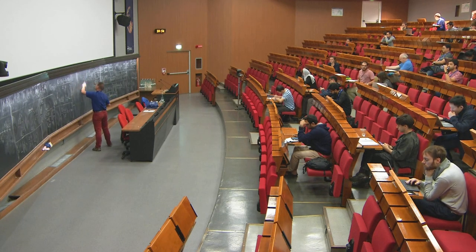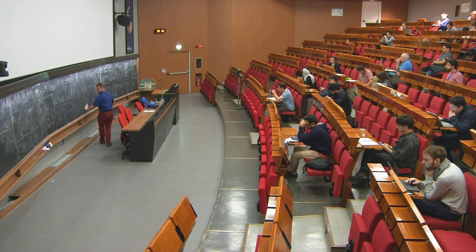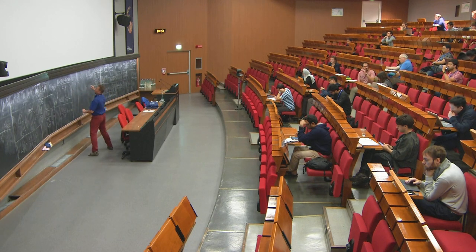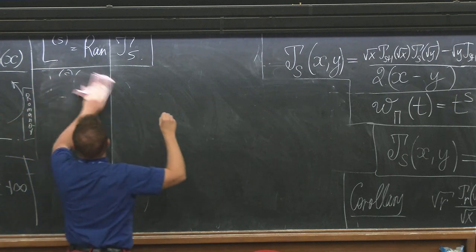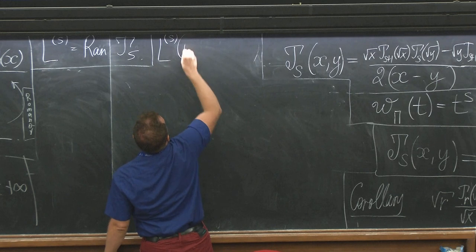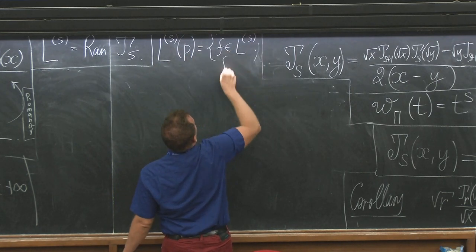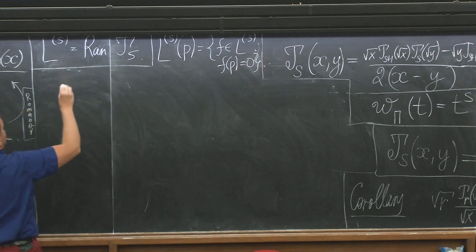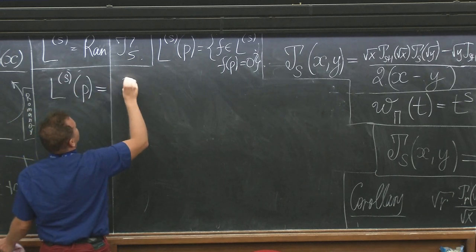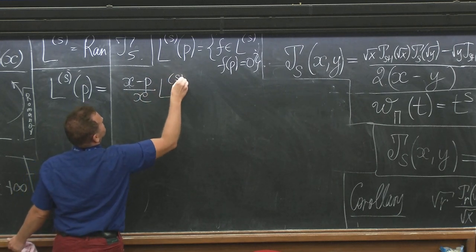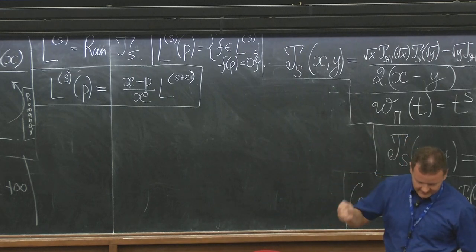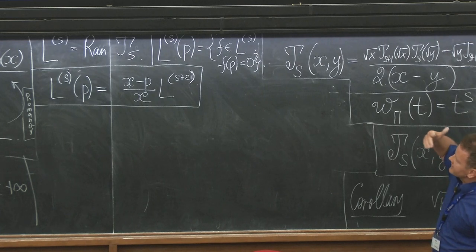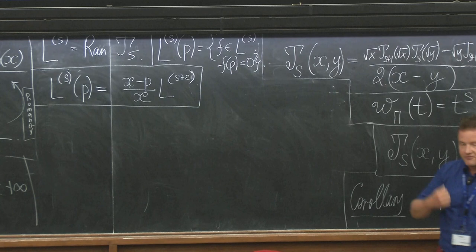In fact, with Palm measures, I can also say that, let me write for this time, L_s is the range of J_s. The Palm space of L_s at P, which is by definition the set of f in L_s with f(P) equals zero, I can write as L_s(P) equal to (x minus P) over x times L_{s+2}. So this is the formula I can write. This recurrence relation makes perfect sense in terms of Palm theory.